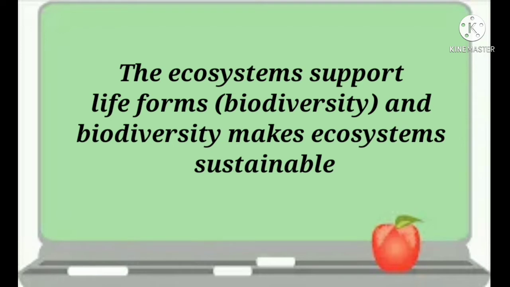So, when we talk about the relationship of biodiversity and ecosystem, the ecosystem supports life forms, and the biodiversity makes the ecosystem sustainable. So that's how ecosystem and biodiversity interact with each other. That's why the biodiversity and ecosystem have a huge contribution to our lives.